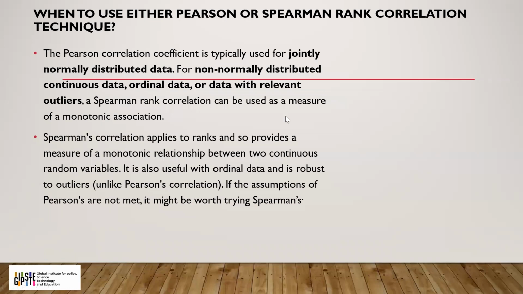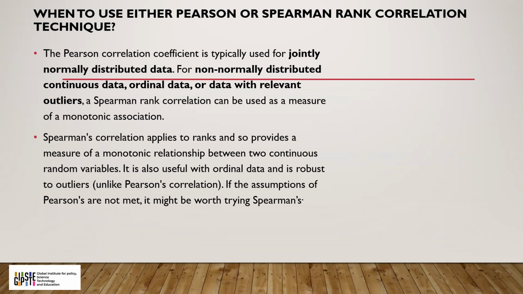All right, so now, when do we use either Pearson's or Spearman rank correlation techniques? The Pearson's correlation coefficient is typically used for jointly normally distributed data. For non-normally distributed continuous data, such as ordinal data or data with relevant outliers, a Spearman rank correlation can be used as a measure of monotonic association.